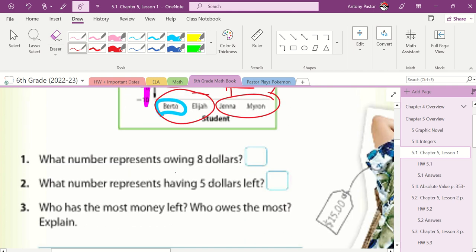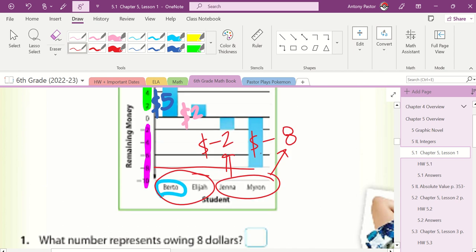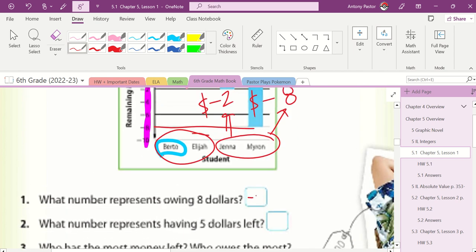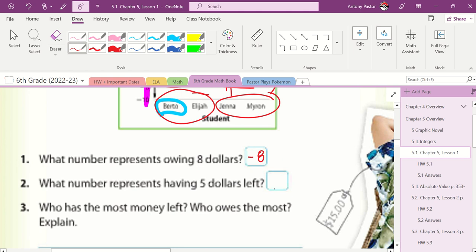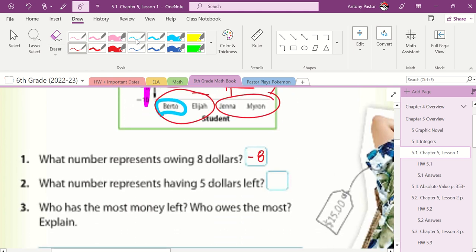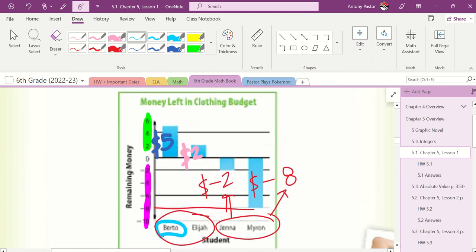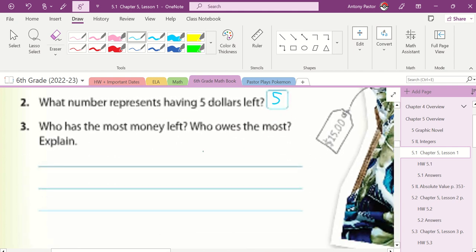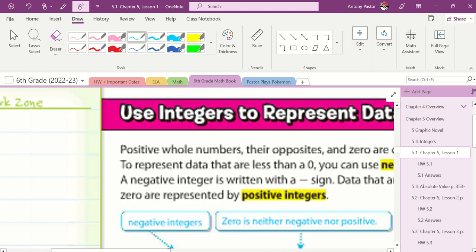What number represents owing $8? Myron owes $8, so that would be -8. What number represents having $5 left? That would be Berto, and I'm going to change the color here, he has $5, just 5. Who has the most money left? Who owes the most? Berto has the most money. He has $5 left to spend, and Myron is the one who overspent a lot and still owes $8 to his parents. And those would be your answers for that.